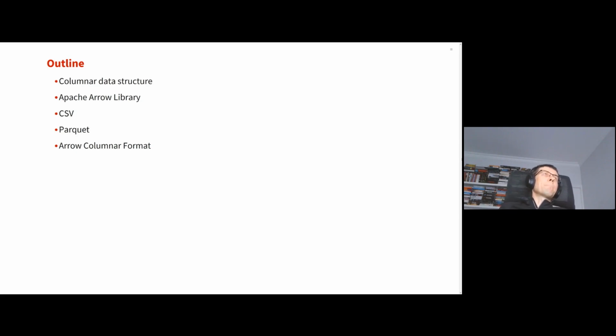Then I will describe the Apache Arrow library, which will serve as one of the backends for that columnar data structure. And finally, in the rest of this talk, I will present three formats: CSV, Parquet, and Arrow columnar format, and compare the performance of Wolfram Language import-export with the corresponding Python libraries.